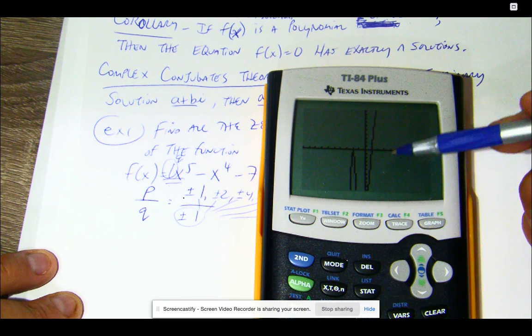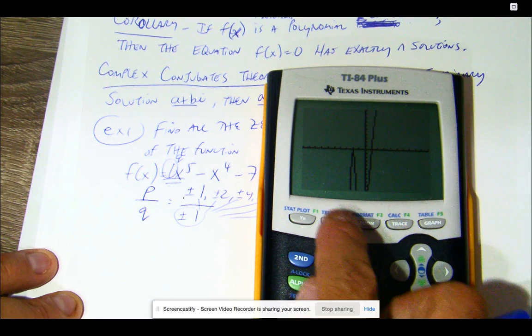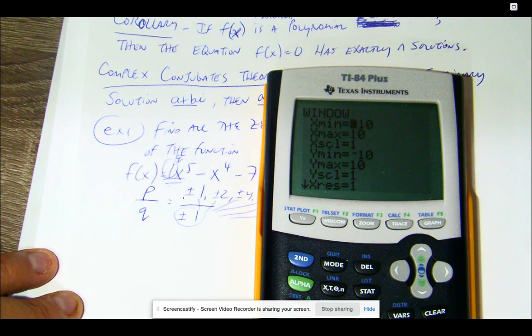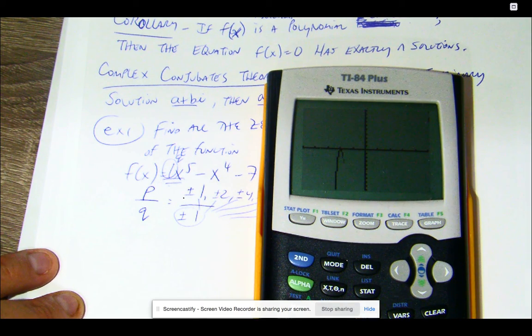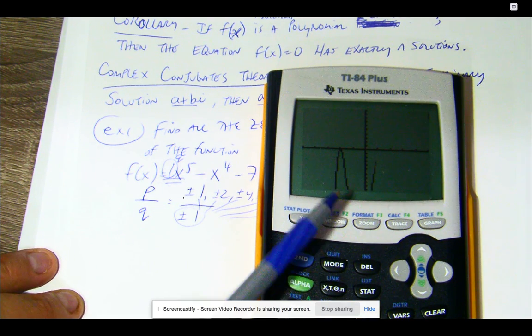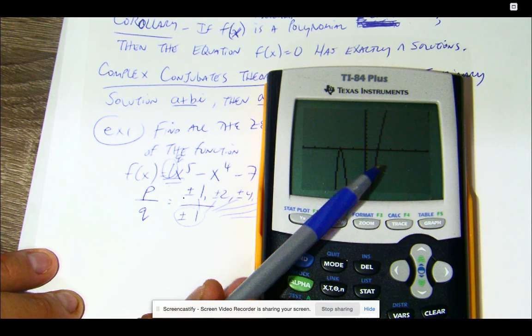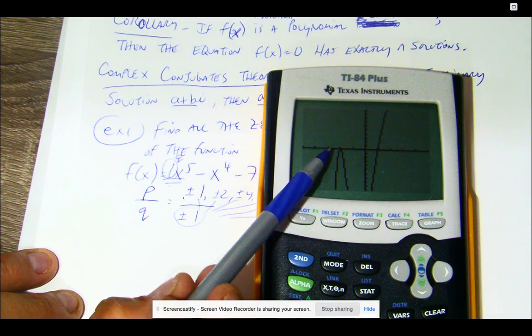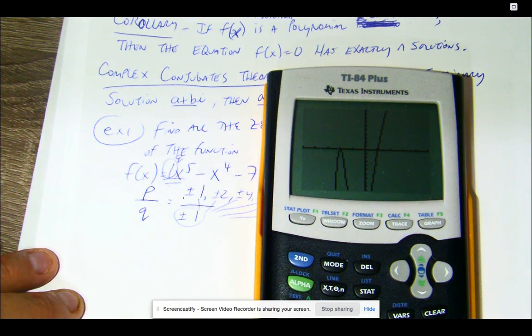Now, I'm going to zoom in a little bit on this window instead of making it negative 10 to 10. Let's make it negative 5 to 5 so we can get a little closer picture of where it looks like it's crossing. It really looks like it's crossing at negative 2 and 1. Those are two numbers that are really strong possibilities. So let's try negative 2.